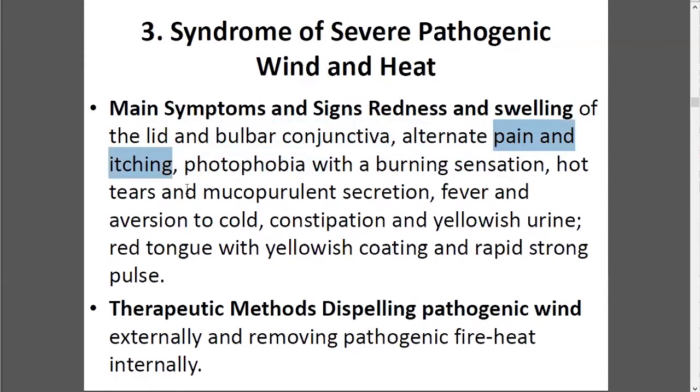And photophobia, aversion to light, and possible burning sensation in the eyes also. And they have tears, hot tears. It means more heat inside. And some pulse kind of separation. So that's the local symptom.